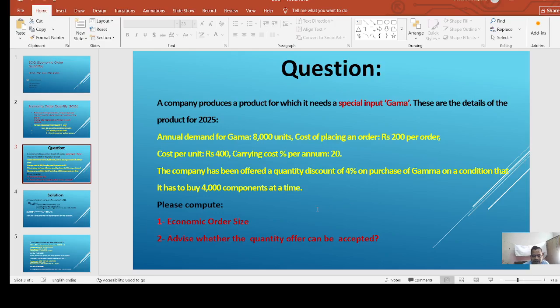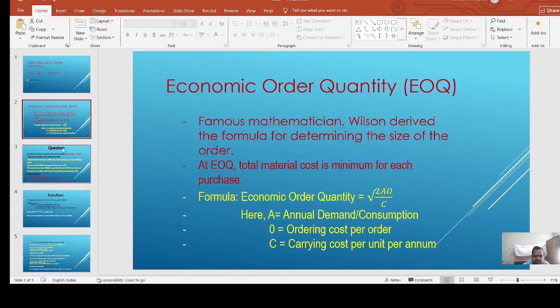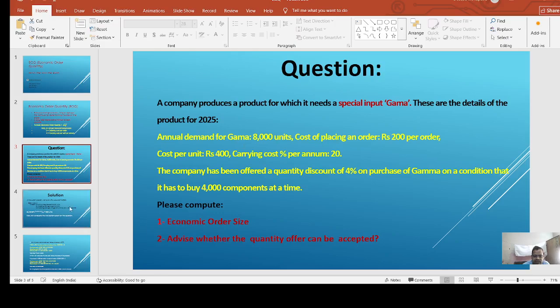So now the question asks, please compute the economic order size and advise whether the quantity offer can be accepted. So first we have to calculate EOQ, and second we have to see whether the supplier's proposal of buying 4,000 components at a time, which provides us a 4% discount on the purchase of that particular input, should be accepted or not. So let's have the calculation. Here we first calculate EOQ. The EOQ formula is the square root of 2AO by C. A is annual requirement, which is 8,000 units.